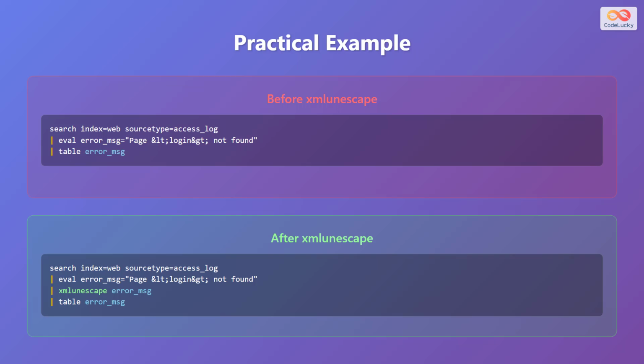Here's a practical example showing the xmlunescape command in action. Before using xmlunescape, you might have data like: search index=web sourcetype=access_log | eval error_message="page &lt; login &gt; not found" | table error_message. After applying xmlunescape to the error_message field, the encoded entities are converted to readable characters, transforming the encoded text into clear, human-readable format that displays properly.